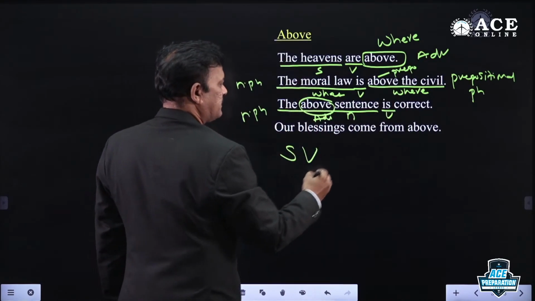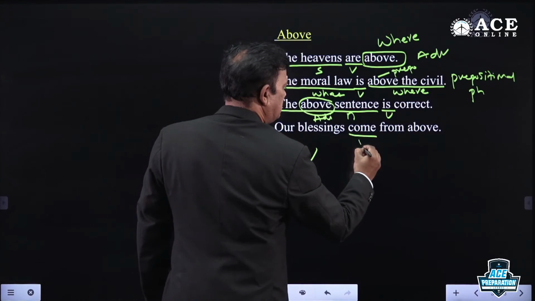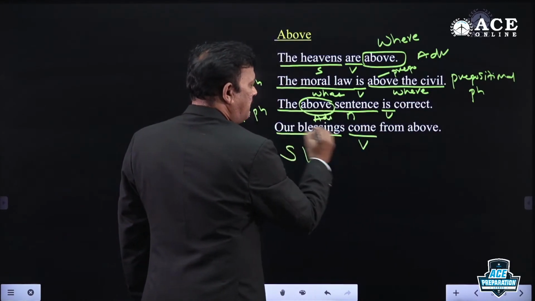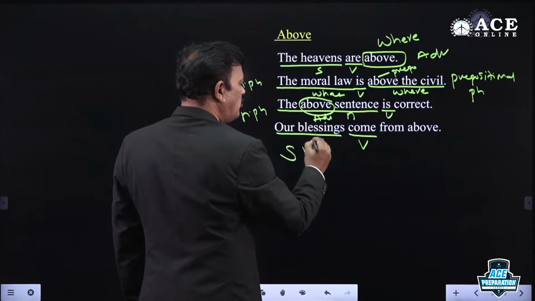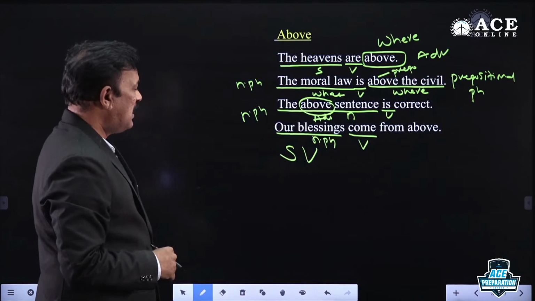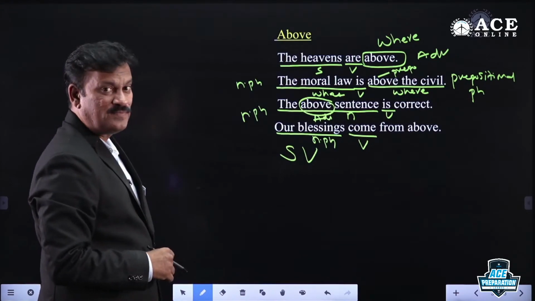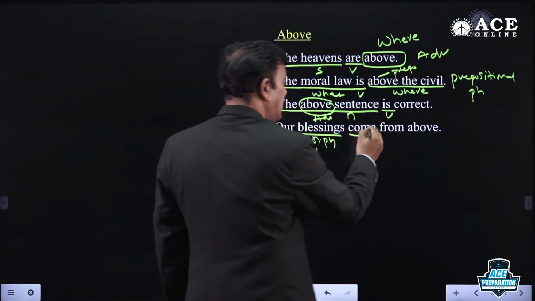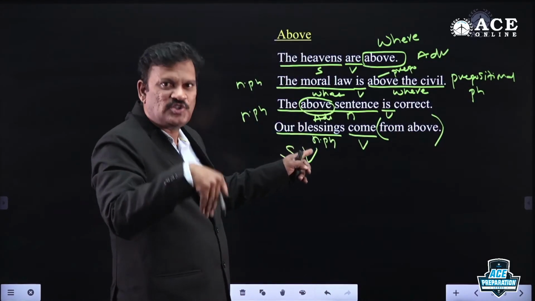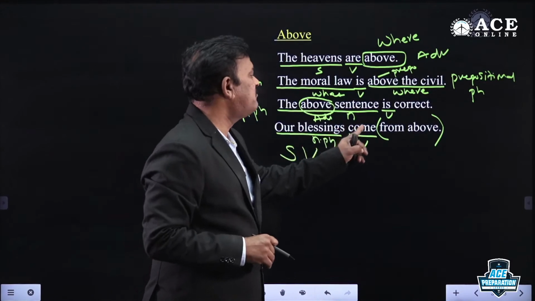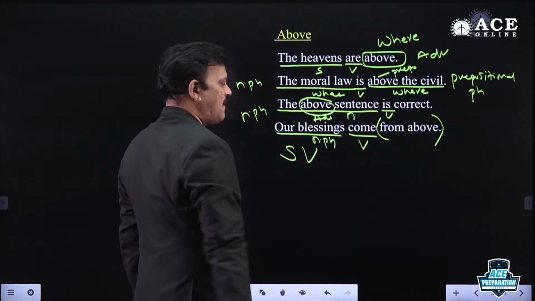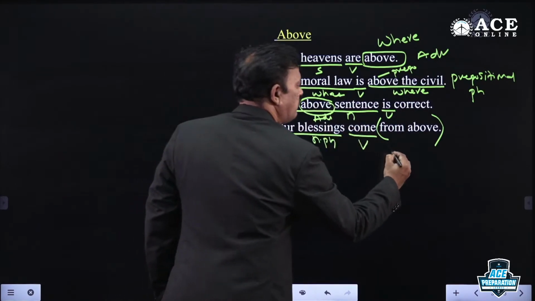Now look at this. Verb. What come? Again, noun phrase. Our blessings come where? I'm sure some students make mistakes here. They ask questions like this: Our blessings come from where? No. The question should be added to the verb. Our blessings come where?